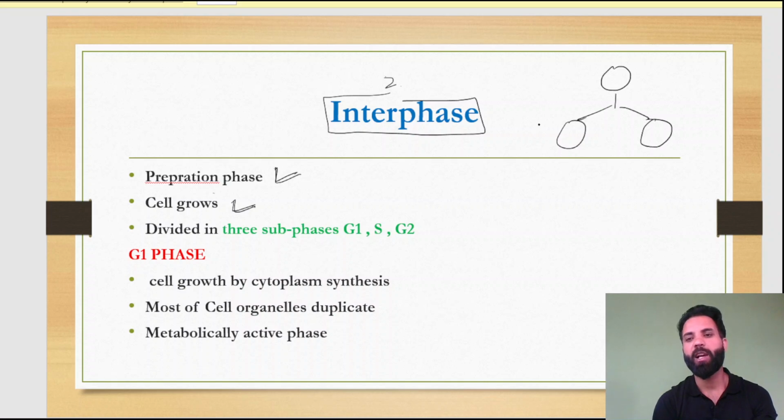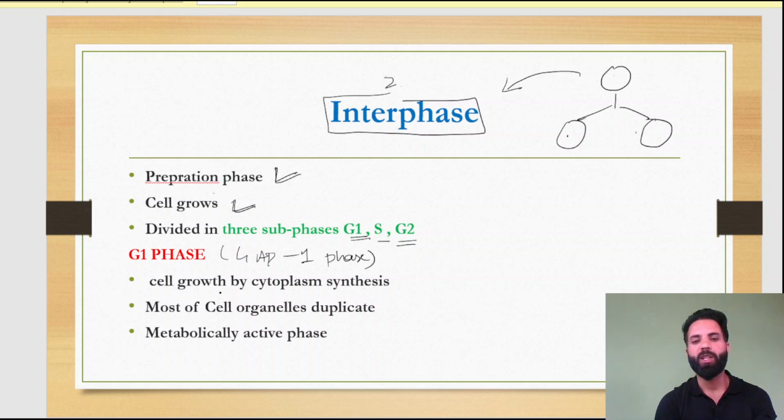And similarly the cell, in order to get divided into two daughter cells, the cell grows in size, it prepares itself, and that phase in which it prepares itself is called the interphase. So this interphase is divided into three subphases: G1, S, and G2. Now the G1 phase is also known as the gap 1 phase.